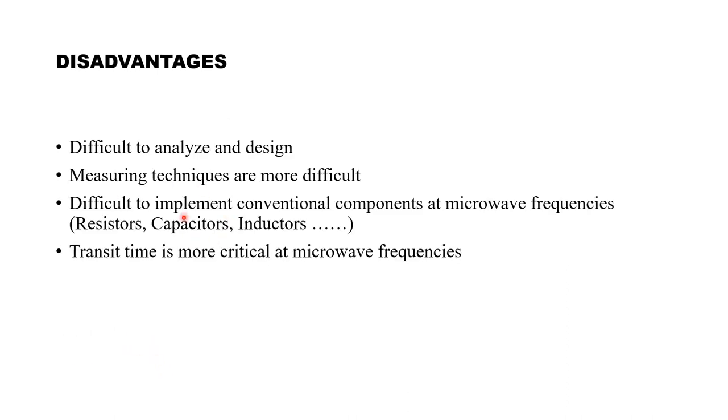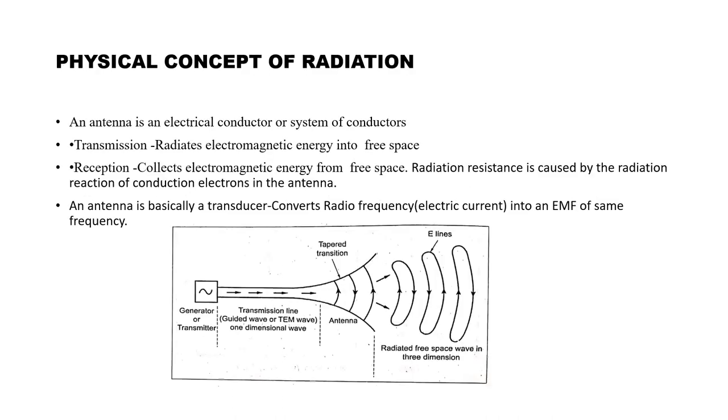Next is the disadvantages. The main disadvantage is that it is very difficult to design and analyze, and measuring techniques are more difficult. We can't easily implement components like resistors, capacitors and inductors. Sometimes the transit time is more critical. Transit time means the switching time from on to off, and it is more critical at microwave frequencies.